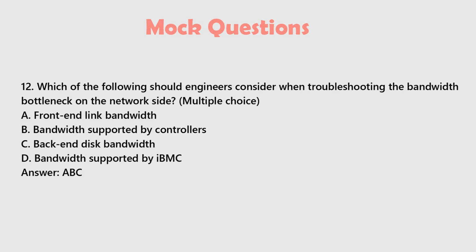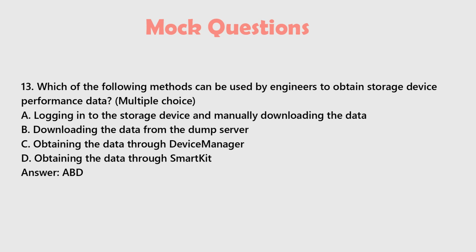13. Which of the following methods can be used by engineers to obtain storage device performance data? Multiple choice. A. Logging into the storage device and manually downloading the data. B. Downloading the data from the dump server. C. Obtaining the data through DeviceManager. D. Obtaining the data through SmartKit. Answer: A, B, C, D.